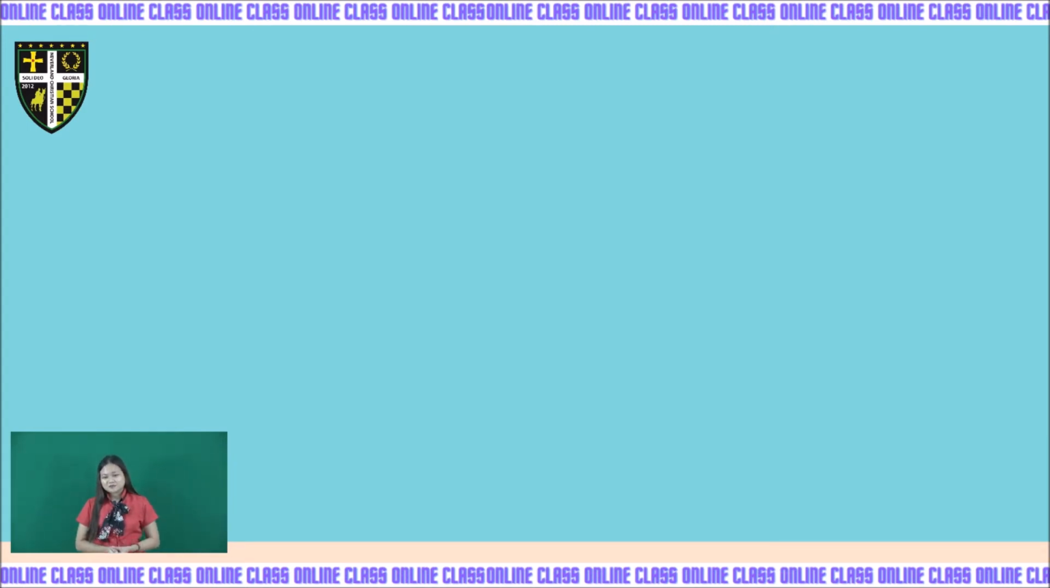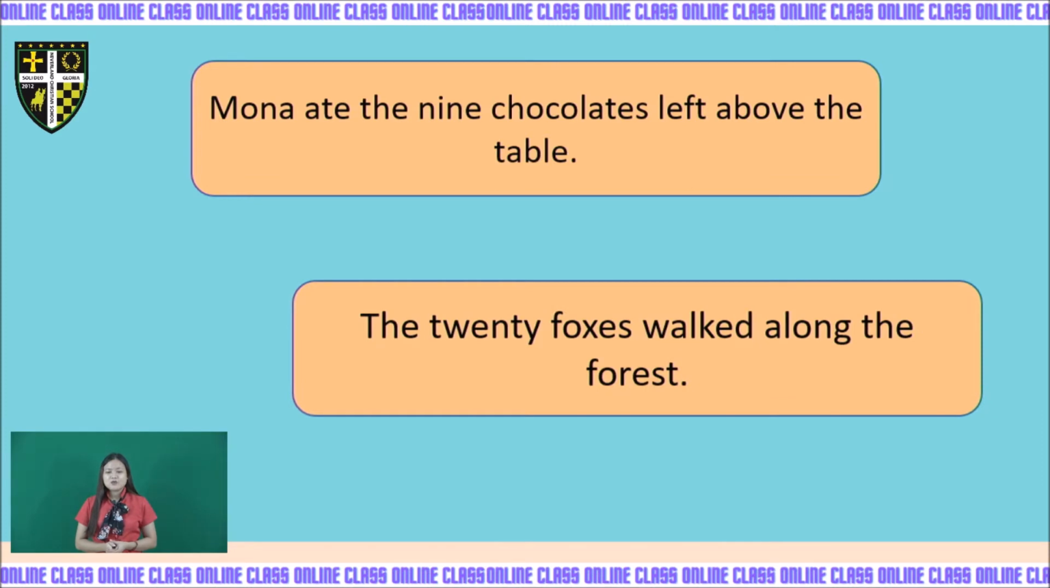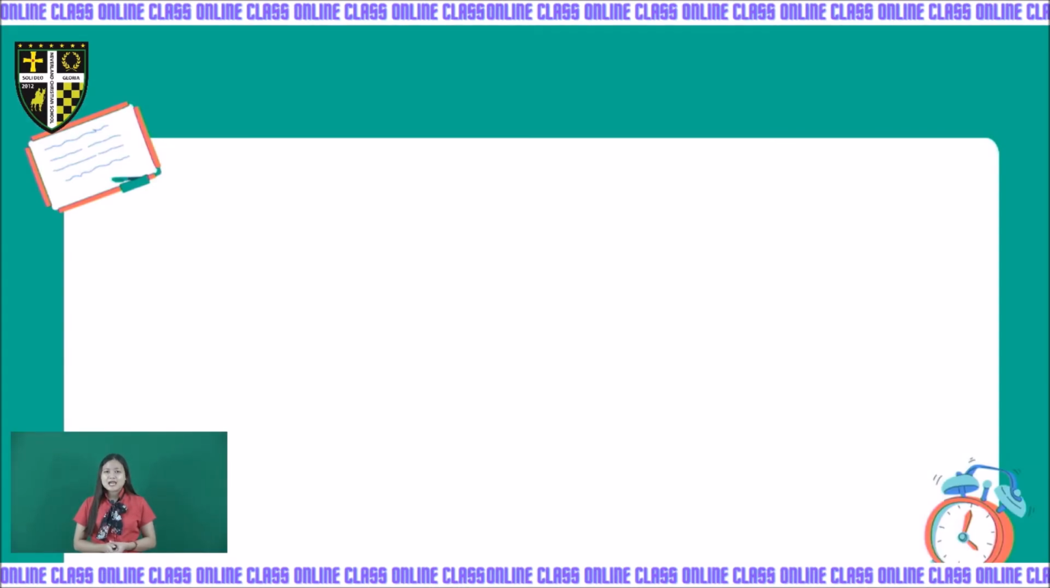Next, we have, Mona ate the 9 chocolates left above the table. In this example, the indicator is the word 9. The next one we have, the 20 foxes walk along the forest. The indicator is the word 20. Foxes can be counted as 20. So we are done with the count nouns.